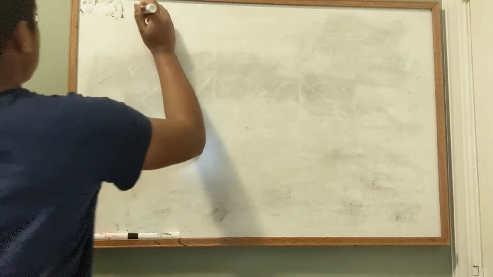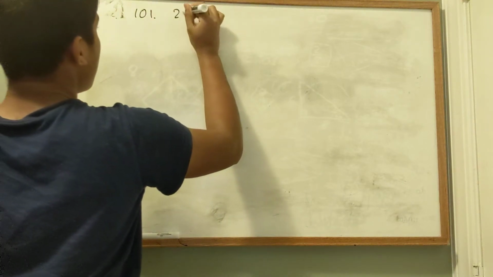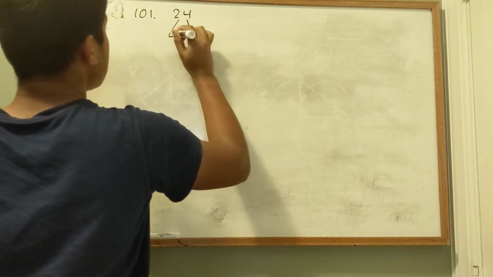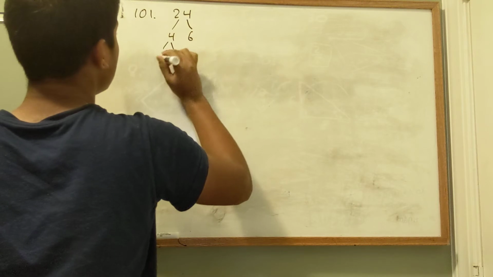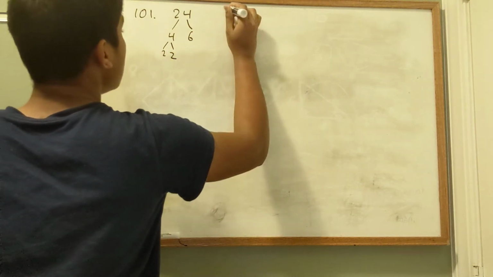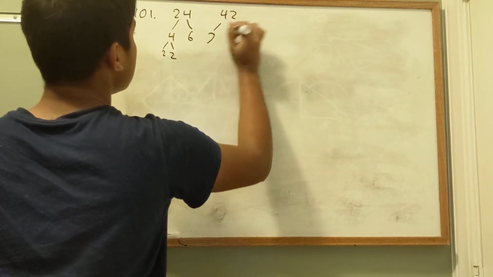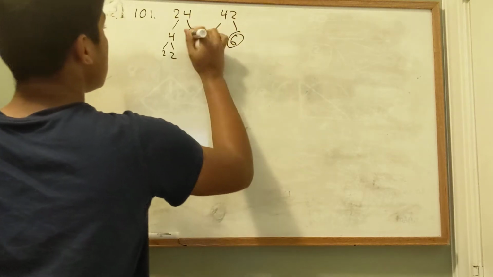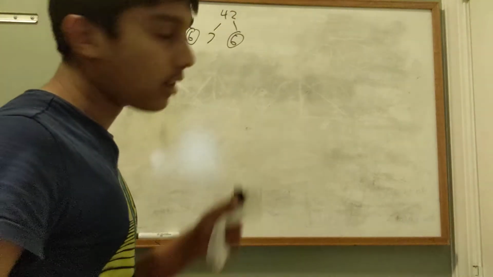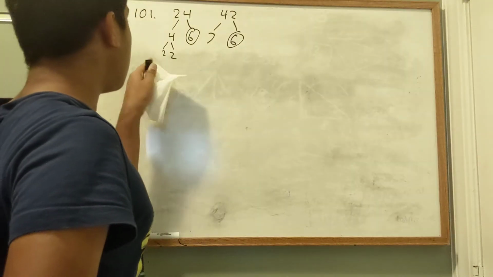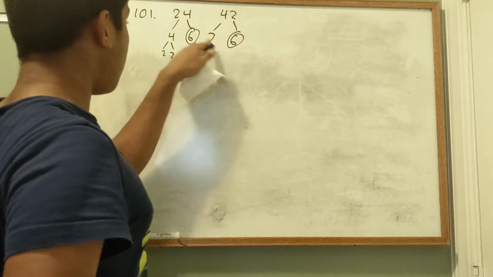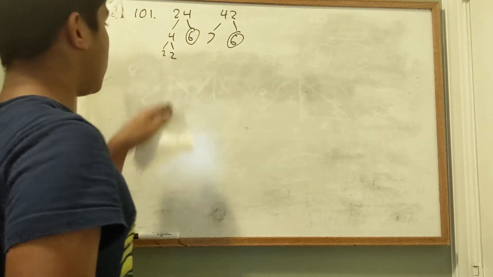So 101 asks us to find the greatest common factor of 24 and 42. You can break 24 down into 4 and 6, and then 2 and 2. And 42 breaks down into 7 and 6. Notice that the only factor shared is 6. 7 and 4 don't share anything, as you can see by the 2 and 2.